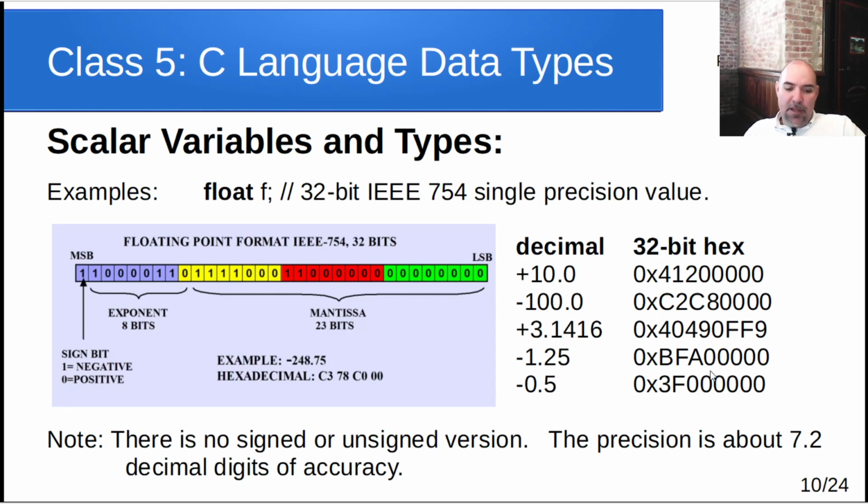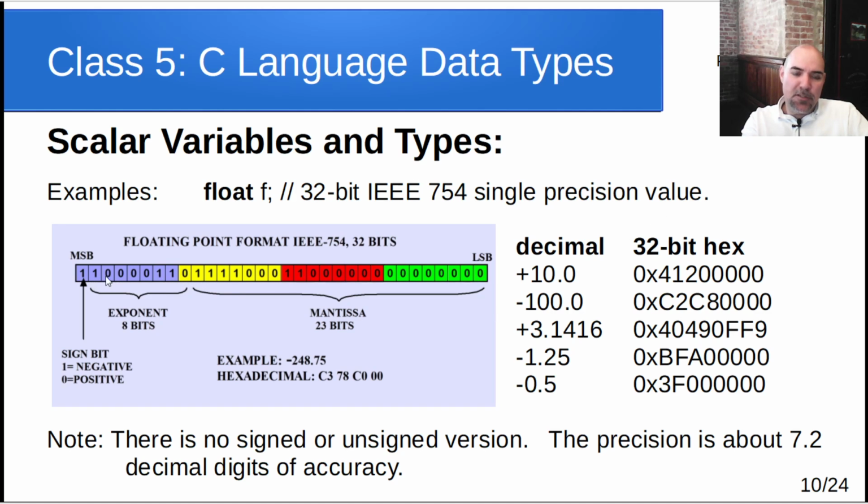Okay, now moving on to things that are not integer values. Notice you can also store floating point values, things that have decimal points in them. And for the floating point value here, notice that if I say float f, float becomes the name of the type. And that's a 32-bit worth of storage, an IEEE 754 single precision value.